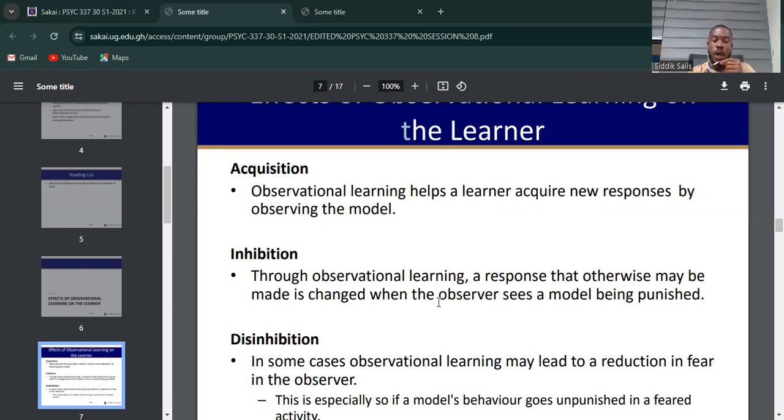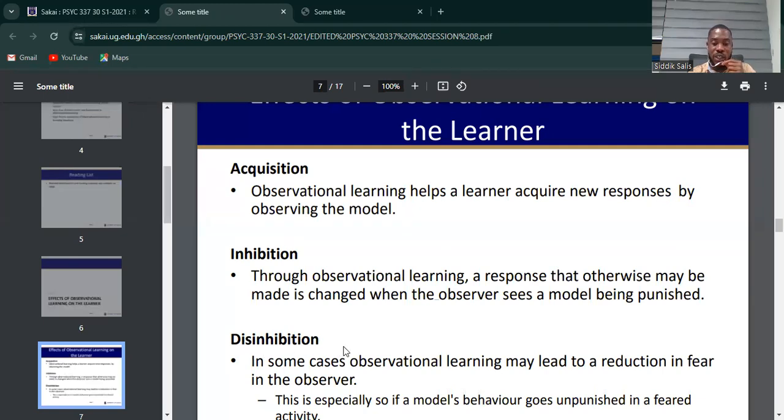Okay? So what do you think when the model is not being punished, but rather rewarded? I mean, the person achieved a positive goal. What do you think will happen? Will there be inhibition? No, there won't be inhibition. There will be the opposite of inhibition, that is exhibition. Exhibition is different from disinhibition.